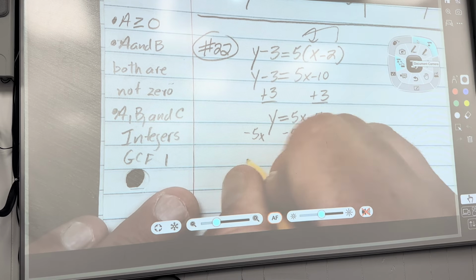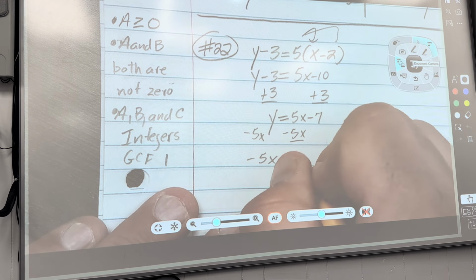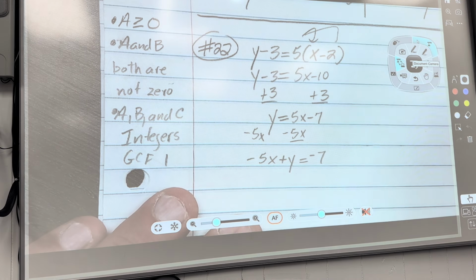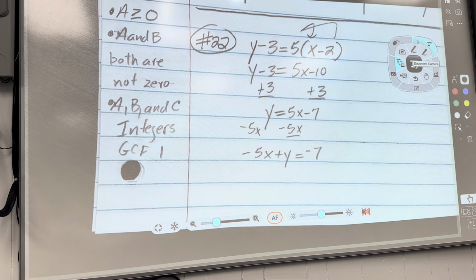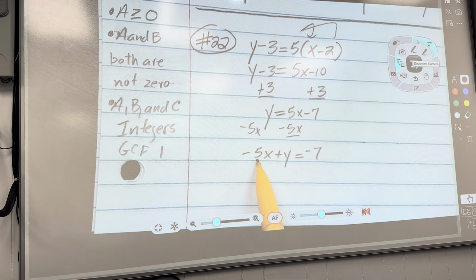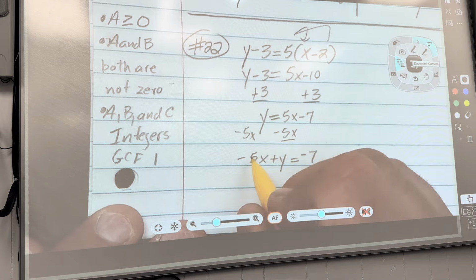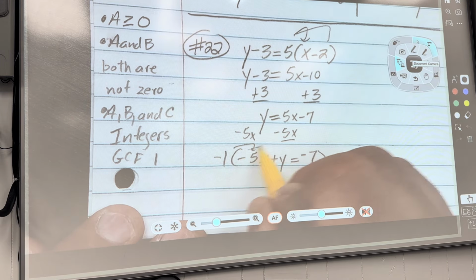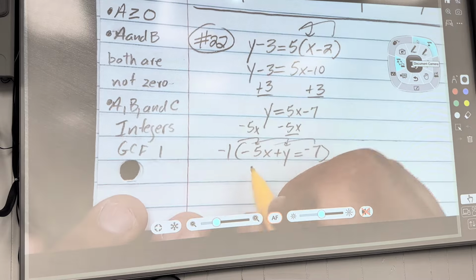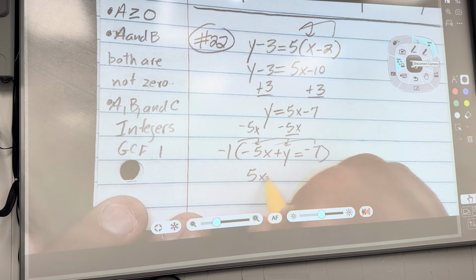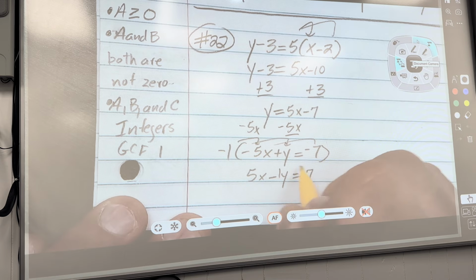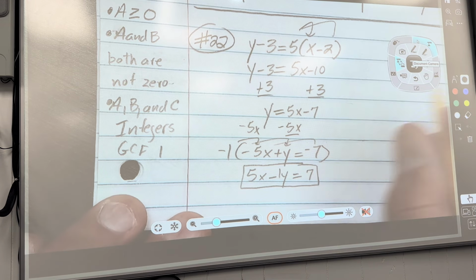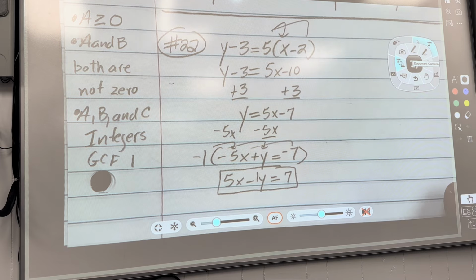We now have negative 5x and y on the left side and a negative 7 on the right side. Is this in complete standard form? No. Because A is not greater than or equal to 0. What can we do to this equation? Multiply by negative 1, which will create an equivalent equation. Same equation, just written differently. So this is going to be 5x minus 1y equals positive 7. We now have this equation in complete standard form.